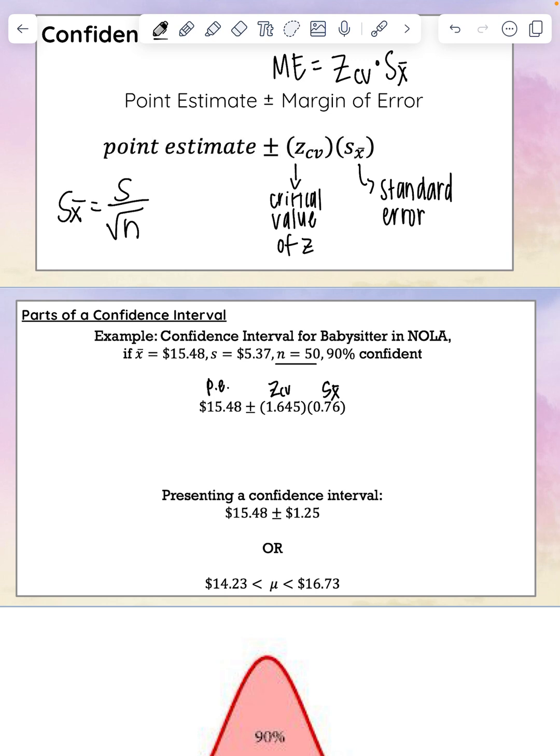Once you multiply to get your margin of error here, to get $1.25, you add and subtract it. You would subtract to get the lower bound right here. And then you would take 15.48 plus 1.25, that margin of error, to get the upper bound for your range. And then we put mu in the middle, again, because we're trying to estimate mu, our population parameter, using X bar.